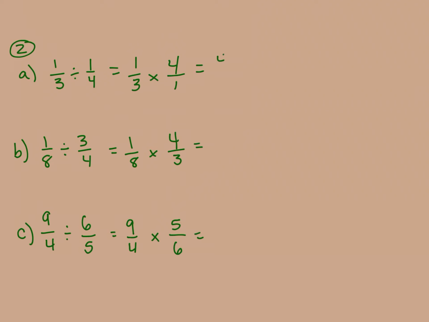Four times 1 is 4. 3 times 1 is 3. 1 times 4 is 4. 8 times 3 is 24. 9 times 5 is 45. 4 times 6 is 24.